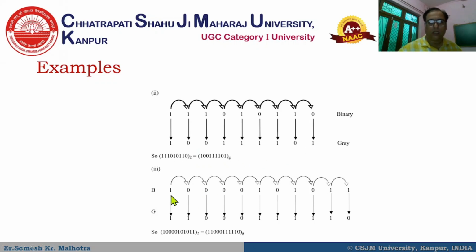Similarly, the last one, I am copying the MSB. Now 1 XOR 0 is 1. 0 XOR 0 is 0. 0 XOR 0 is 0. 0 XOR 0 is 0. 0 XOR 1 is 1. 1 XOR 0 is 1. 0 XOR 1 is 1. 1 XOR 0 is 1. 0 XOR 1 is 1. 1 XOR 1 is 0. Now, this is the gray equivalent of the above binary number.